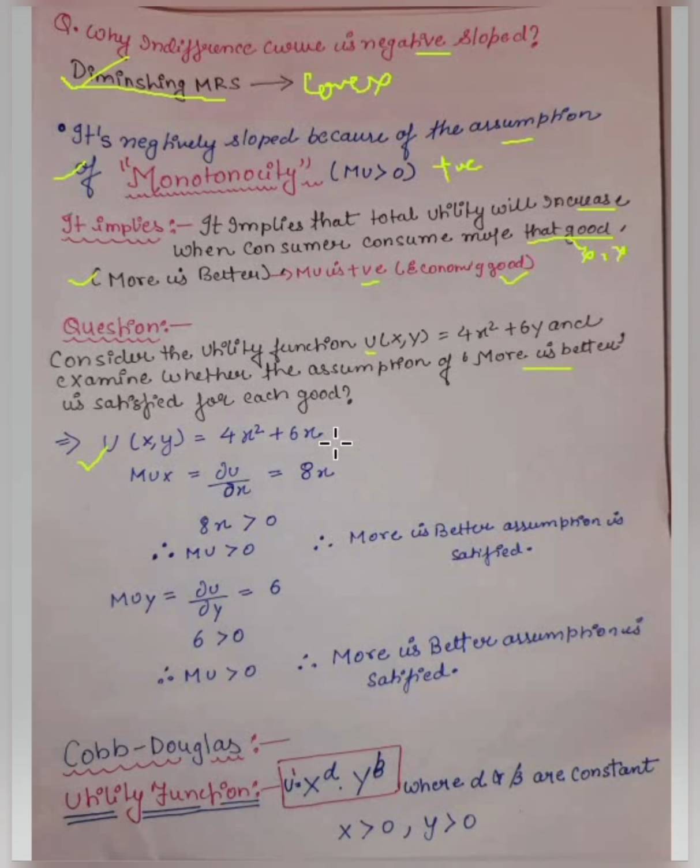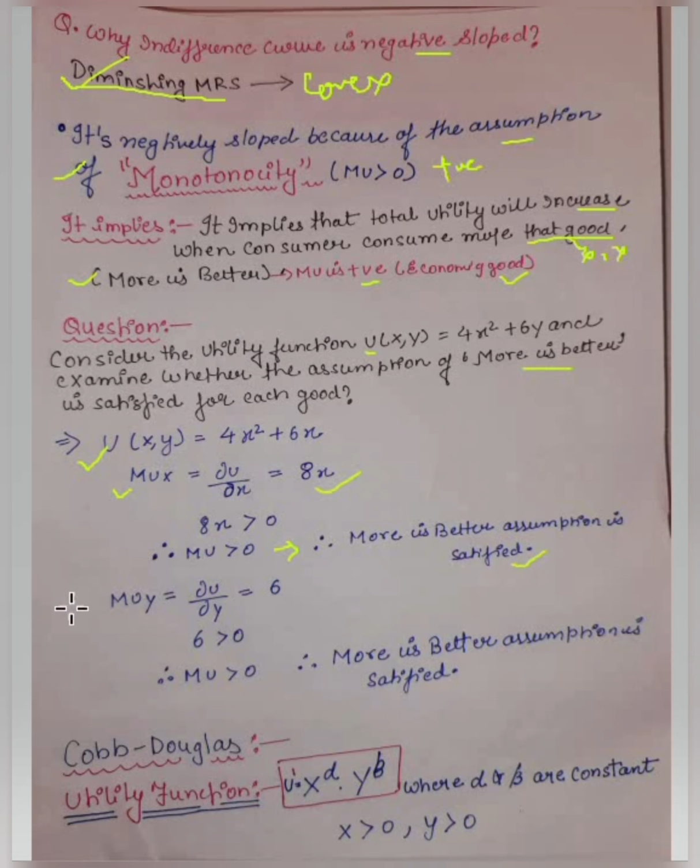As we have to find whether the utility function is positive, we will first derive the marginal utility of x, that is du by dx, and if we differentiate this term, the value will result in 8x. So as we know that 8x is greater than 0, marginal utility is greater than 0, so the assumption of more is better is satisfied.